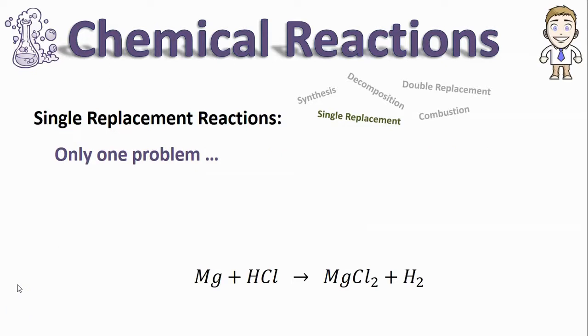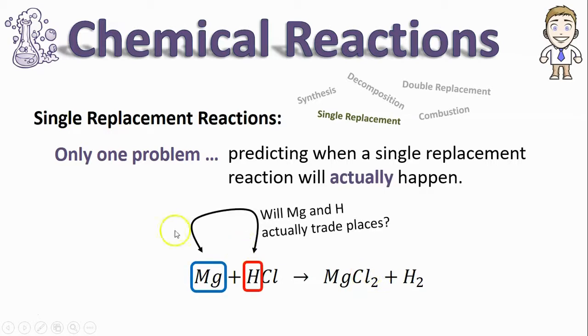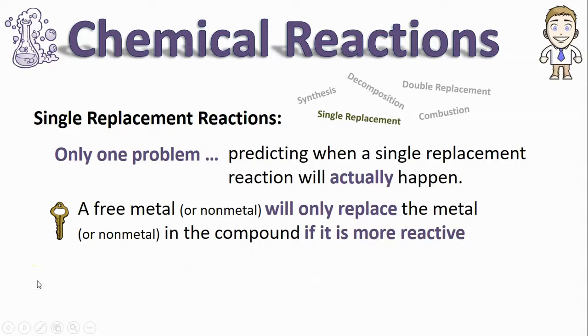We do have one extra problem with single replacement reactions, and that is predicting if it will actually happen. Here, just because I mix Mg with HCl doesn't mean these products will actually occur in real life. Will the magnesium and the hydrogen actually trade places? To tell this, the guideline we use says that a free metal or nonmetal will only replace the metal or nonmetal in the compound if it is more reactive.